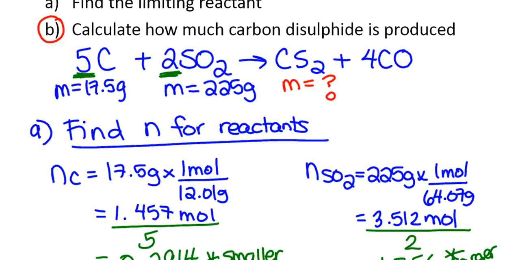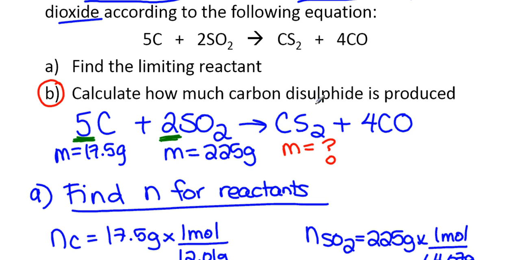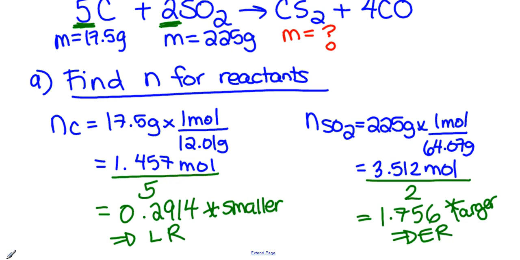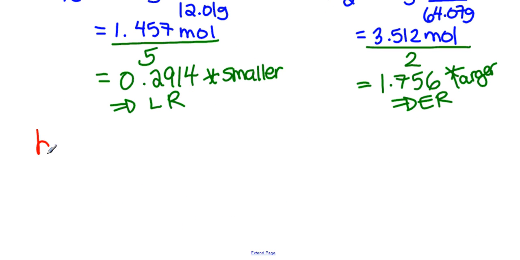So part B, find out how much carbon disulfide is produced. This part of the question is exactly the same idea as stoichiometry, but the one trick here is you have to use the limiting reactant to answer part B. If you don't find out which one the limiting reactant is and you guess wrong, you'll get the wrong answer. So you need to find the limiting reactant first. So let's go ahead and try part B, and we'll set it up just like our other stoichiometry problems.